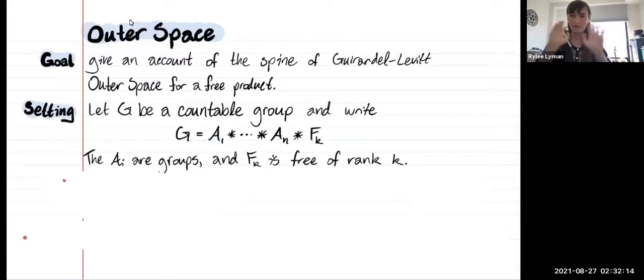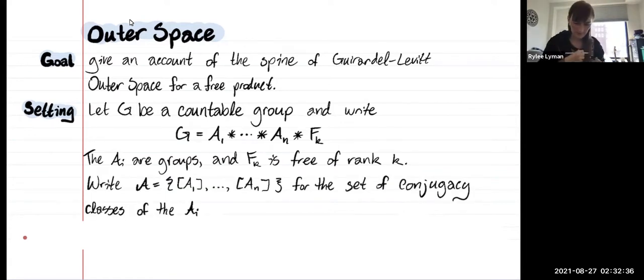They're just countable groups. They don't have to be finitely generated or anything. And a free group of rank k. So this is the setting. G can be a wild group as long as it's countable. We just want to be able to write it as a finitary free product. That's what's going on here.